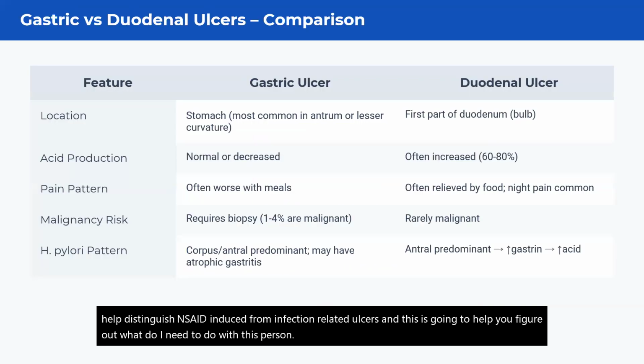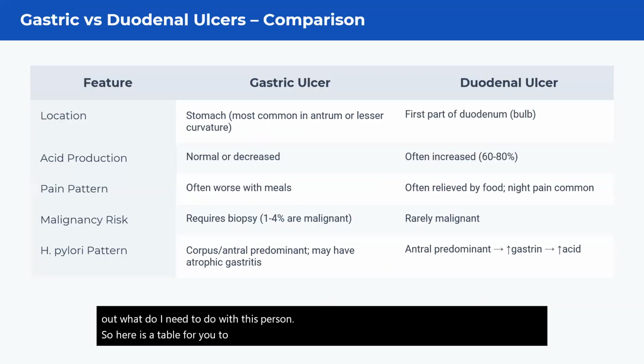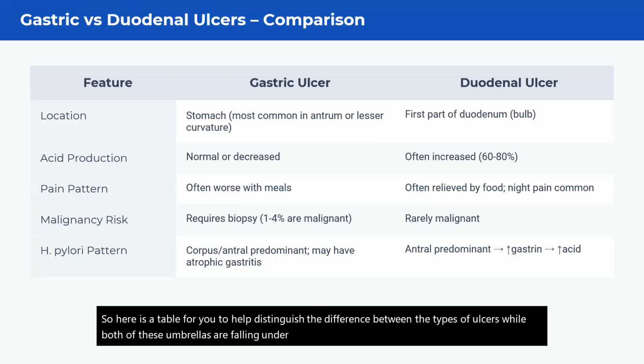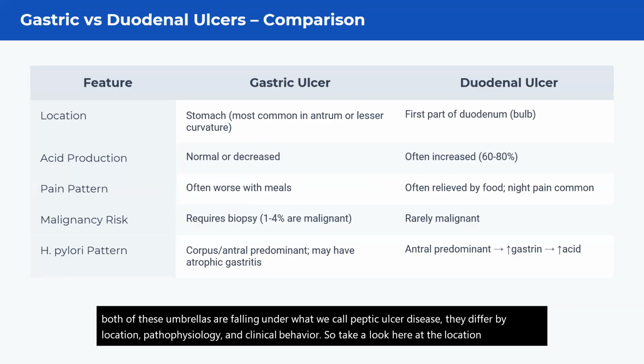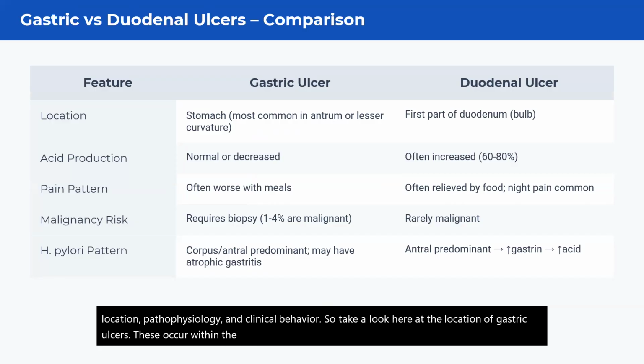So here is a table for you to help distinguish the difference between the types of ulcers. While both of these umbrellas fall under what we call peptic ulcer disease, they differ by location, pathophysiology, and clinical behavior. So take a look here at the location of gastric ulcers. These occur within the stomach, most commonly along the lesser curvature of the antrum. The lesions form where acid exposure and mucosal defense intersect.